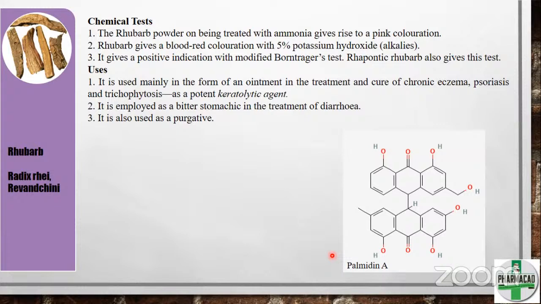What is the use? Mainly used in the form of an ointment in the treatment and cure of chronic eczema, psoriasis, and trichophytosis. Okay, so it is going to act as a potent keratolytic agent. It is employed as a bitter stomachic in the treatment of diarrhea, and it is also used as a purgative. Okay, so this is the structure particularly of palmidin A, which you can have a look at here.